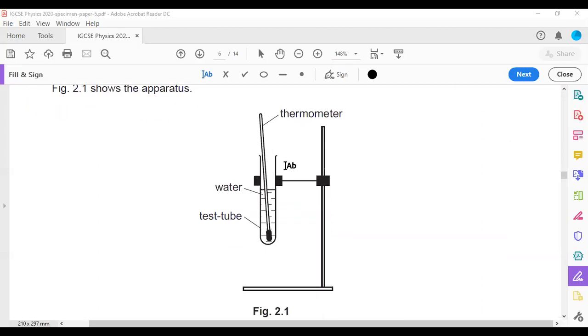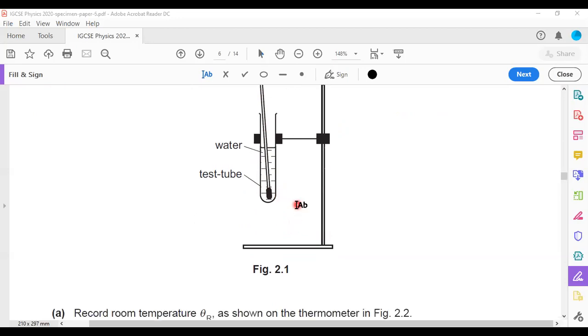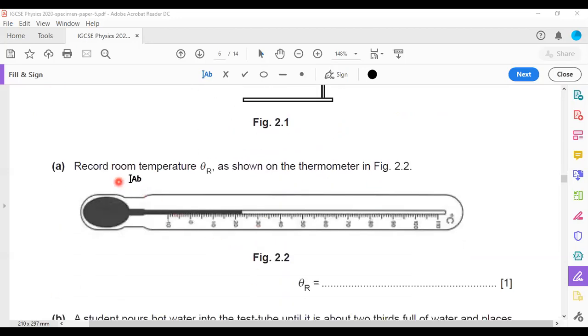So you have some water in the test tube here. This is your test tube. This is your thermometer. This is your hot water. This is your test tube. And this is your stand. They said now record room temperature theta R as shown in the thermometer.